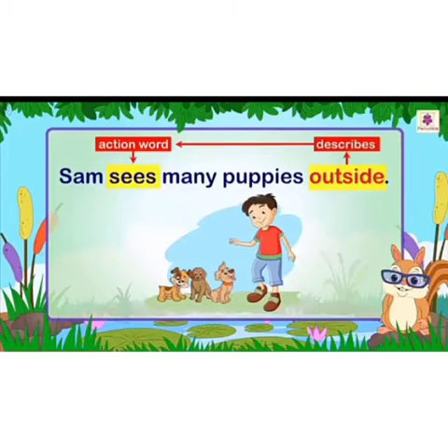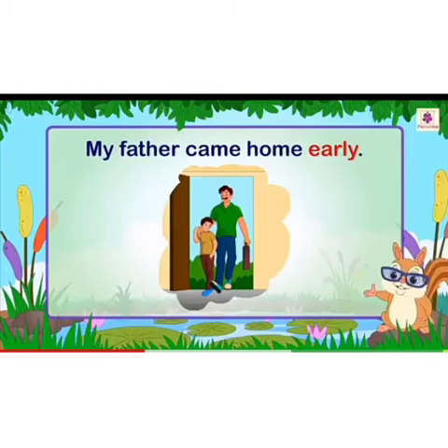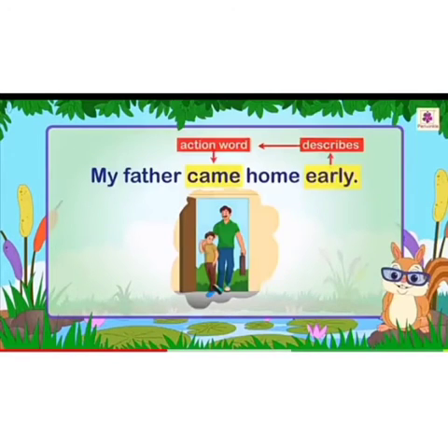Another example, Sam sees many puppies outside. In this example, outside tells us where the action happens. That is outside describes the action word sees. There is one more example. My father came home early. In this example, early tells us when the action happens. That is, early describes the action word came.